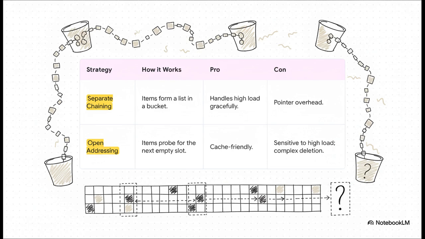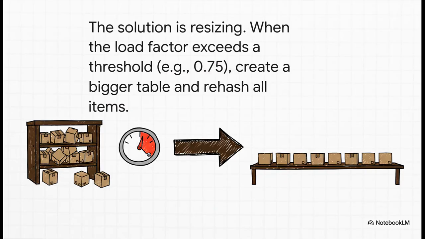The other way is open addressing. Here, everything stays in the main array of boxes. If your target box is taken, you just look for the next empty one. This is awesome for your computer's cache, but, and it's a big but, performance falls off a cliff as the table fills up.